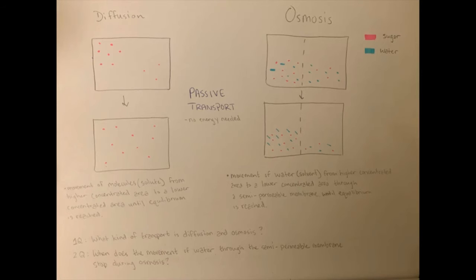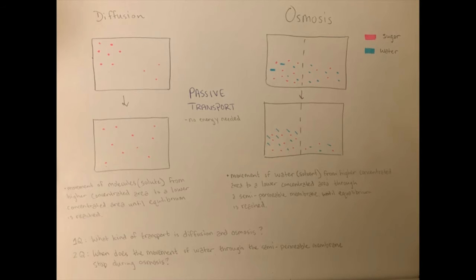This is diffusion. Looking at the right side, in the top picture, there are more sugar molecules on the left side and more water molecules on the right side. However, through the process of osmosis, as you can see in the bottom picture, water molecules move to the left side. The movement stops when the water concentration is equalized. Both are passive transports, meaning they do not require energy.